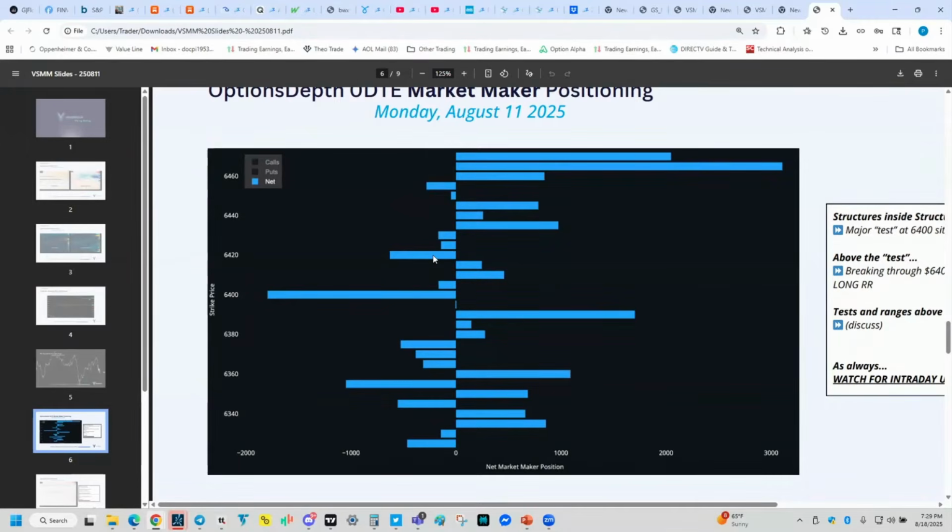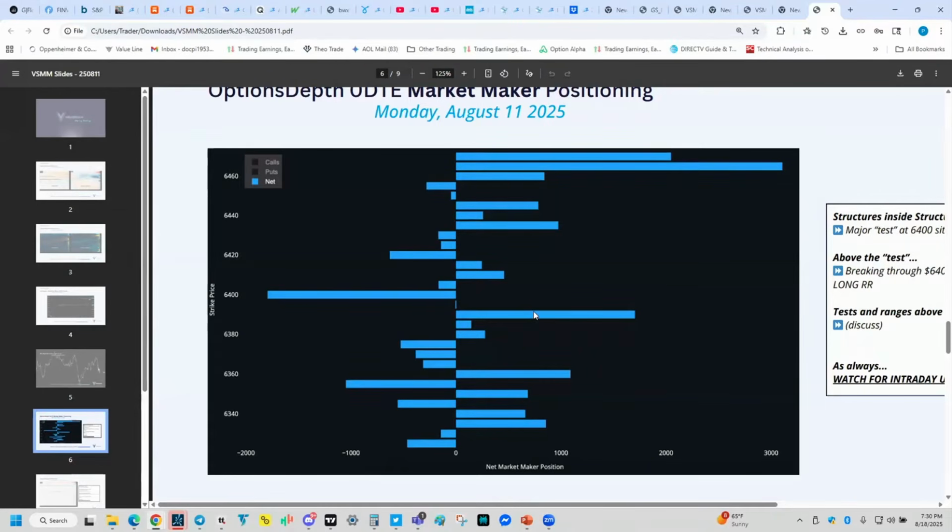Well, if I'm thinking of selling an iron condor, first thing I want to do is look for where a big market maker long is. Why? Because I know if we go down there, we're going to bounce. So I want to try to get below this one, if I can, even better.